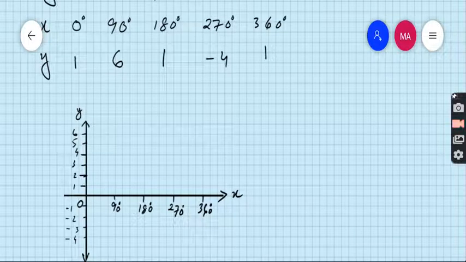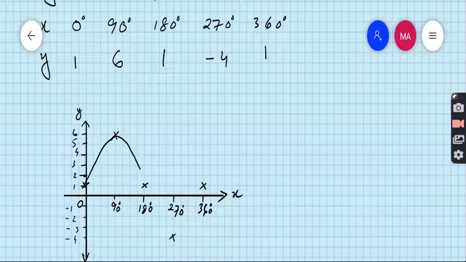Plot the points. For 0, the value is 1. For 90, the value is 6. For 180, the value is 1. For 270, the value is minus 4. For 360 degrees, the value is 1. Now join all the points. First point, then join dottedly.